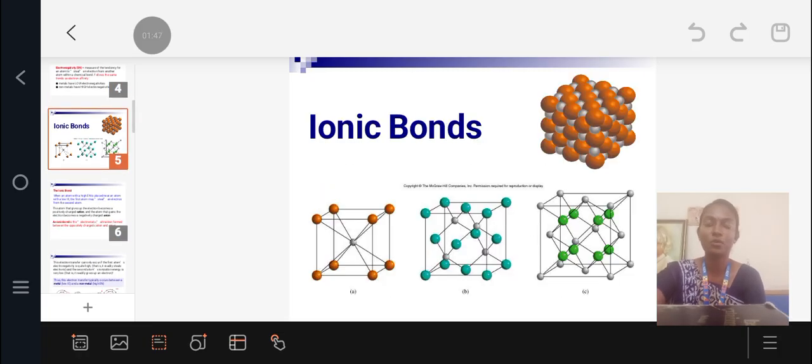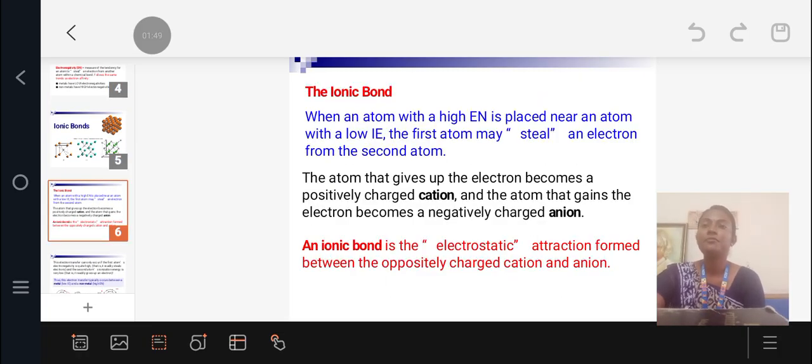Next one, ionic bonds. When an atom with a high electronegativity is placed near an atom with a low ionization energy, the first atom may steal an electron from the second atom. The atom that gives up the electron becomes a positively charged cation, and the atom that gains the electron becomes a negatively charged anion. An ionic bond is the electrostatic attraction formed between the oppositely charged cation and anion.